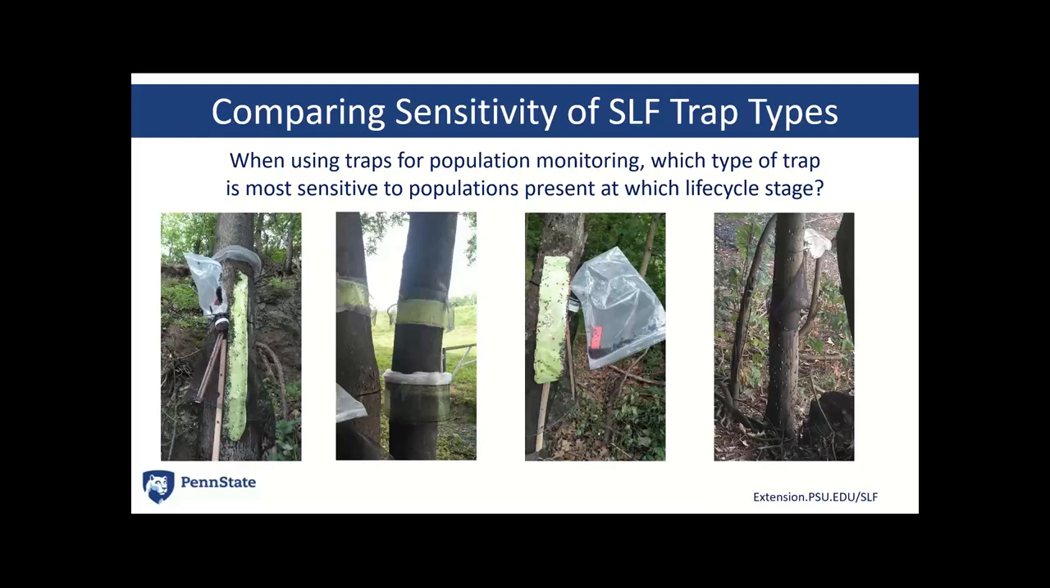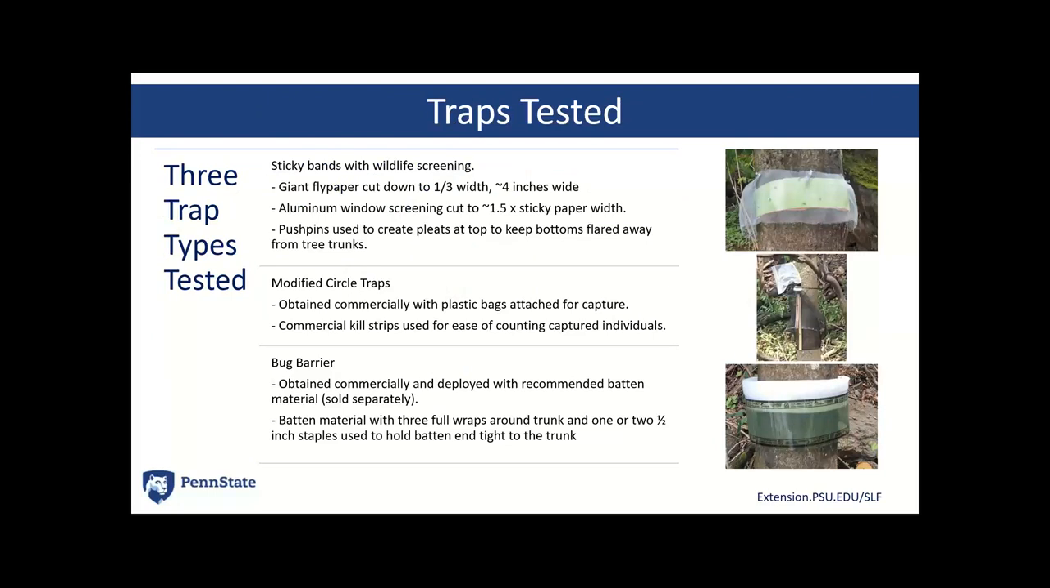Monitoring populations, I know in Massachusetts that these types of devices have been used to try and delineate where the lanternflies are, how far out from the original find. And so I set out and examined how sensitive these different traps are to the population present. The way that I tested it was to take the sticky bands, cut them down to about 4 inches wide, and put window screening over, and we kind of fold it and put a pleat with a push pin in there to keep the bottom open and the top closed.